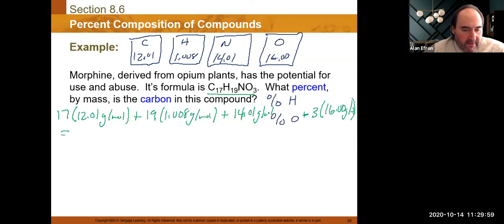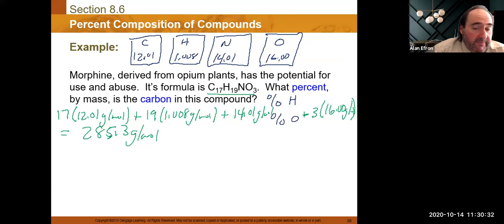So if we add all those guys together, so 17 times 12.01 plus 19 times 1.008 plus 14.01 and 3 times 16. Looks like it gets us something like 285.3 grams per mole would be our molar mass of the entire compound. Any questions up to that point there?